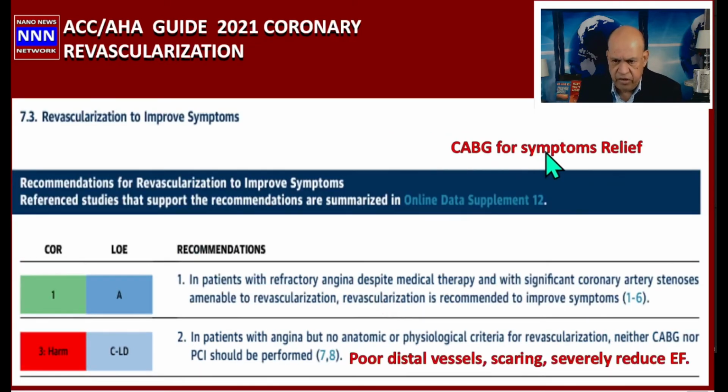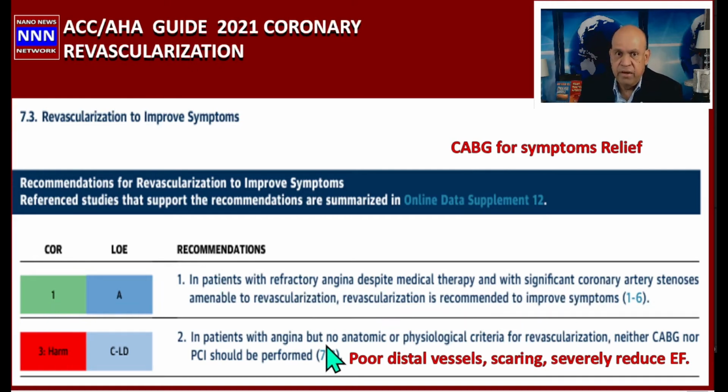Coronary artery bypass surgery for symptom relief. When we are talking about using coronary artery bypass for symptom relief, first of all, they have to be on maximum medical treatment. Next, their coronary arteries have to be suitable and amenable for coronary revascularization. Then a coronary artery bypass surgery may be considered, which is a class 1 indication, to improve their symptoms.